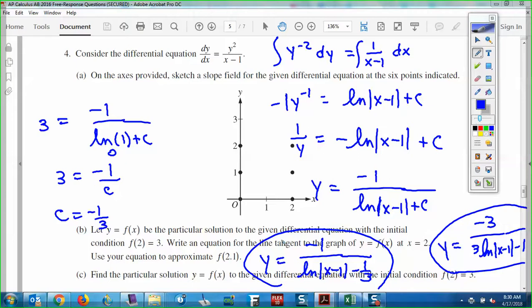Then I said if you want to multiply top and bottom by 3 to get rid of that fraction, you could, but not necessary. And it wouldn't be on the AP test either. And I think this was a no calculator one, so it wouldn't be necessary to get rid of that fraction. You could leave it like that.